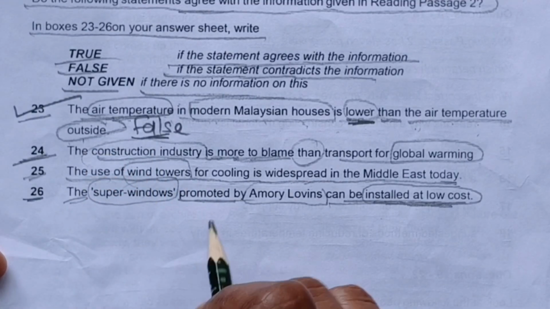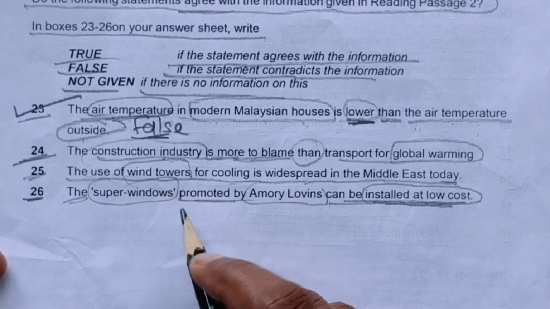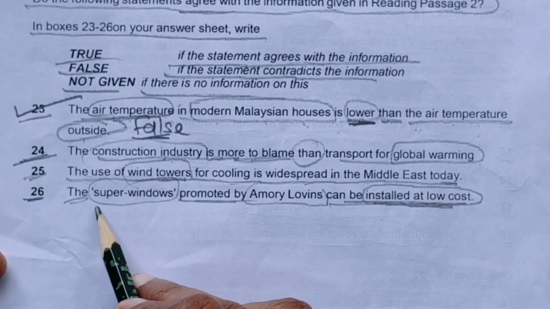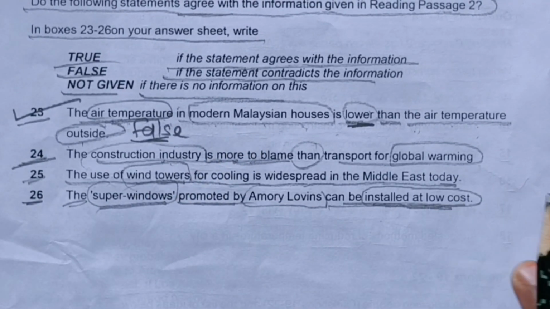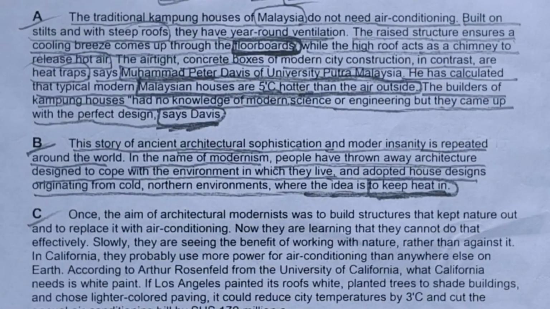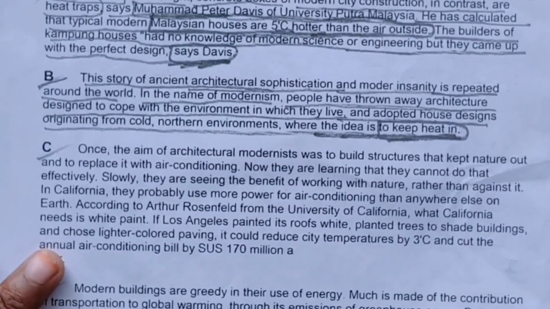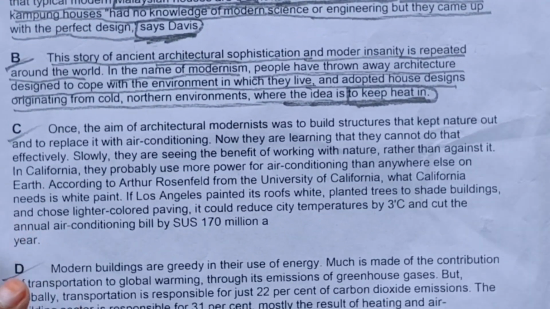Let's see another question. Construction industry: here they are asking for the wind tower, and here they are asking for the super windows. So these keywords we have not seen yet. So we will move forward towards our C paragraph. Now let's quickly read our C paragraph.